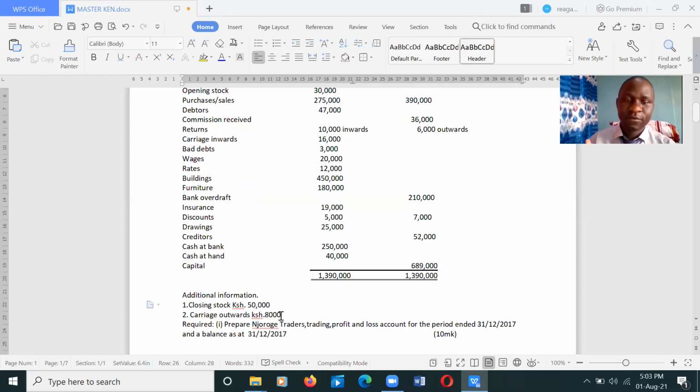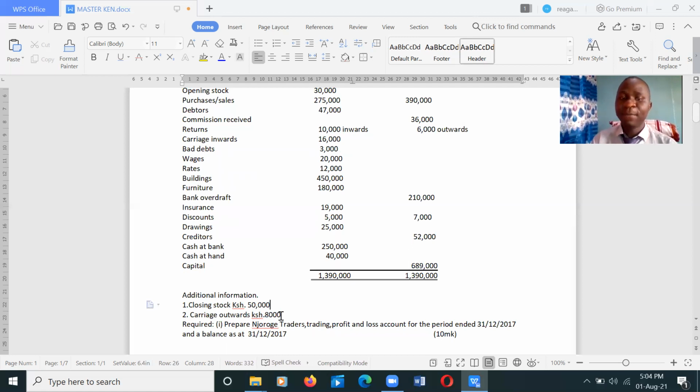Carriage outwards, let me use an example. Let us say a business happens to go and buy goods from a particular supplier, then the supplier decides that let us transport these goods to where they are required, or to the premise where the business occurs. So now the supplier will assume that he or she is incurring cost to transport these particular goods to his or her customer.